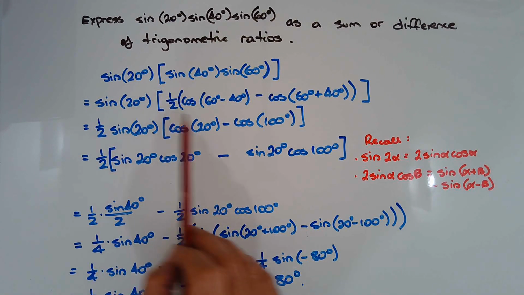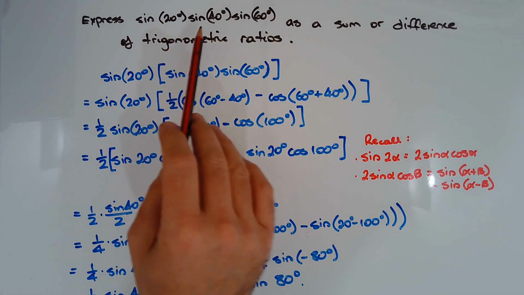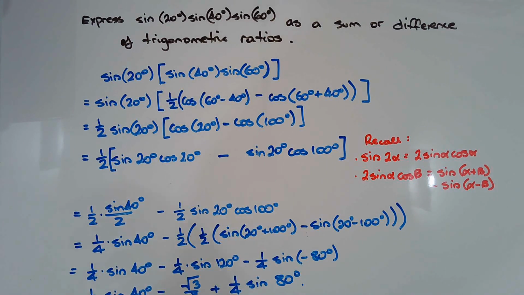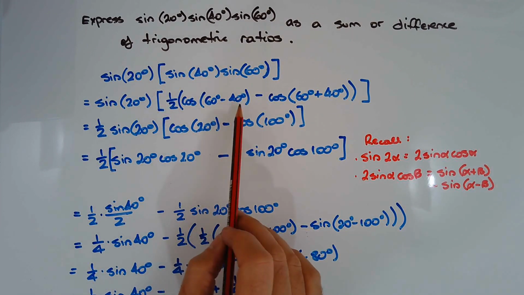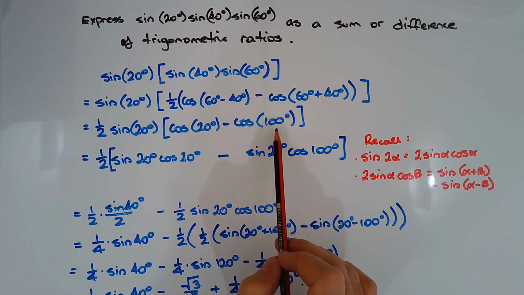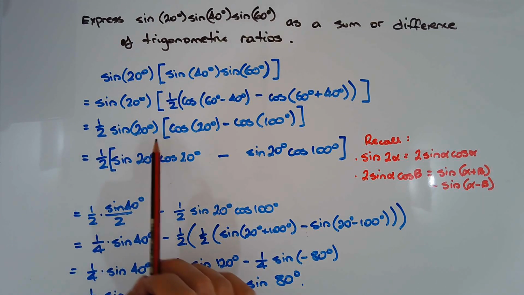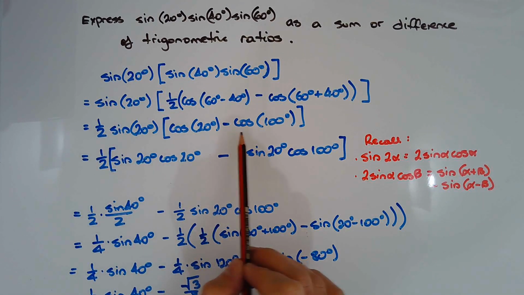If you're unsure where that one comes from, you could look at one of my previous videos where I do an example involving a sine-sine case and expressing that as a sum or difference of cosines. Just simplifying what's in the brackets, 60 minus 40 is 20 degrees, and 60 plus 40 is 100 degrees. So we end up with half sine 20 degrees outside of cos of 20 minus cos of 100.